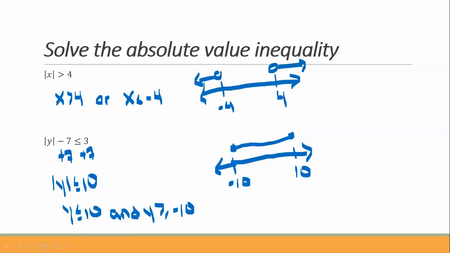Typically, we graph them out quick. If it splits, we're going to put an or here. If it doesn't split, if it goes together, we're going to write it sandwiched. So -10 is less than or equal to y is less than or equal to 10. So see, the y is between -10 and 10.